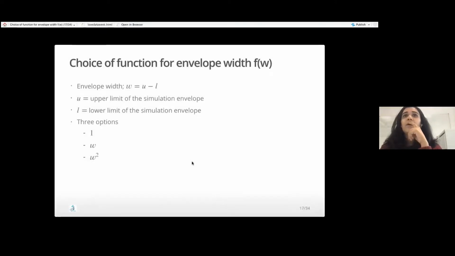So what is the choice of the functions for the envelope width? When we consider W, we just wanted to go with the basic ones. The envelope width is considered as the upper limit of the simulation envelope minus the lower limit of the simulation envelope. And there were three options considered: 1, W, and W squared.